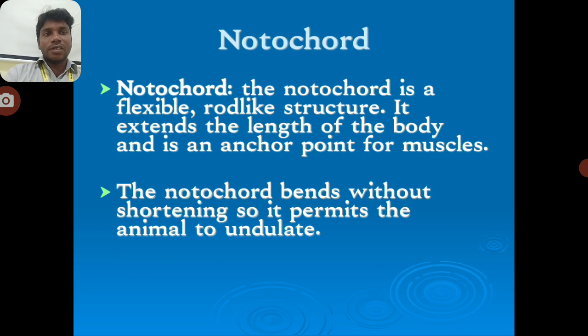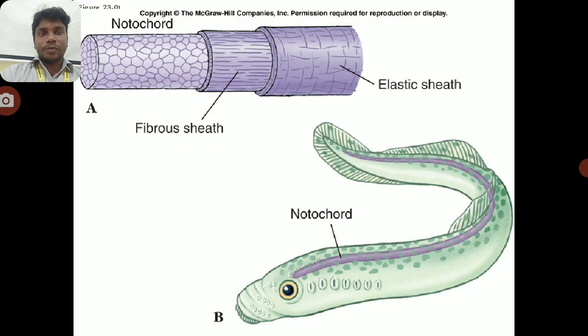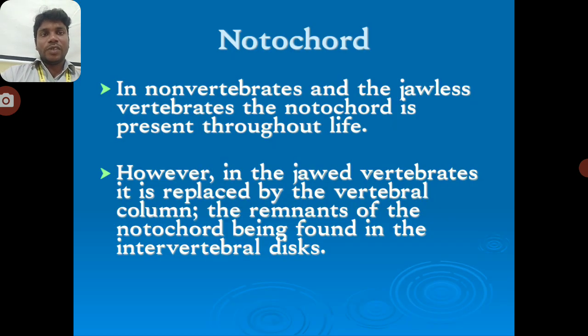Notochord. The notochord is a flexible rod-like structure. It extends the length of the body and is an anchor point for muscles. The notochord bends without shortening, permitting the animal to undulate. In the non-vertebrates and the jawless vertebrates, the notochord is present throughout life. However, in the jawed vertebrates, it is replaced by the vertebral column, the remains of the notochord being found in the vertebral discs.